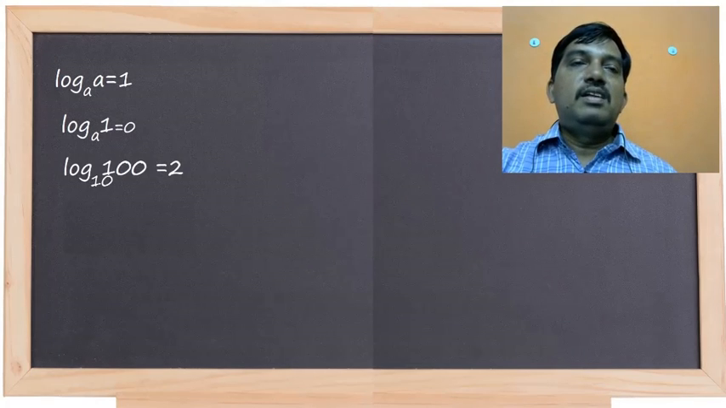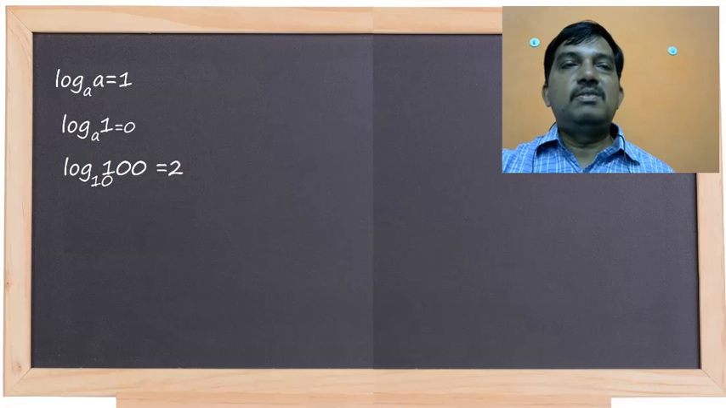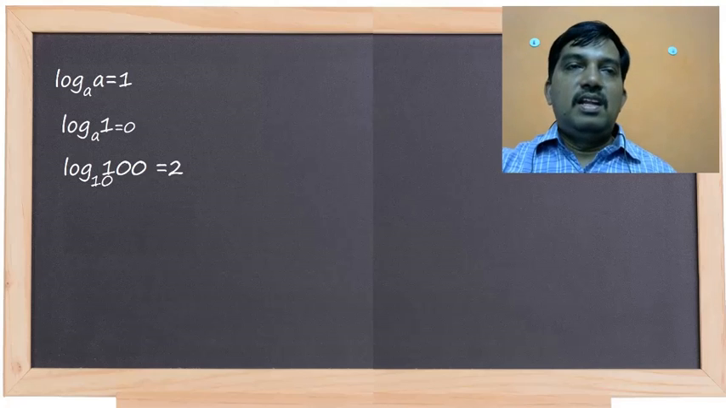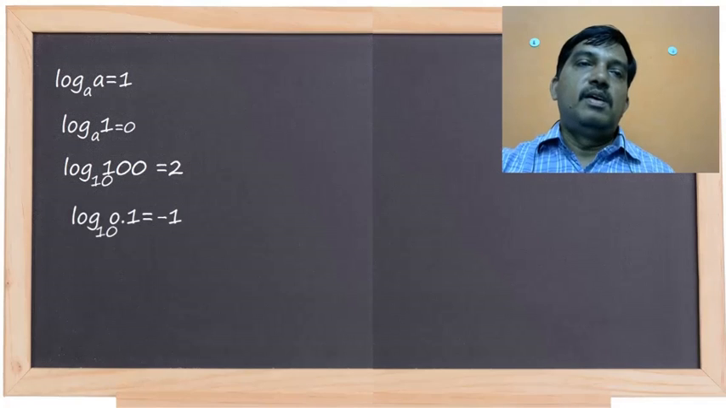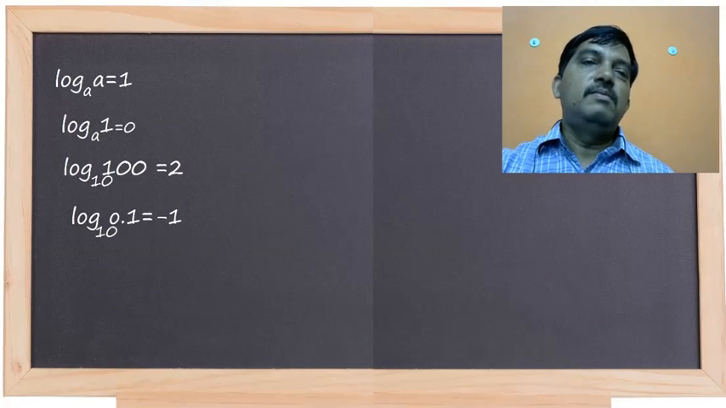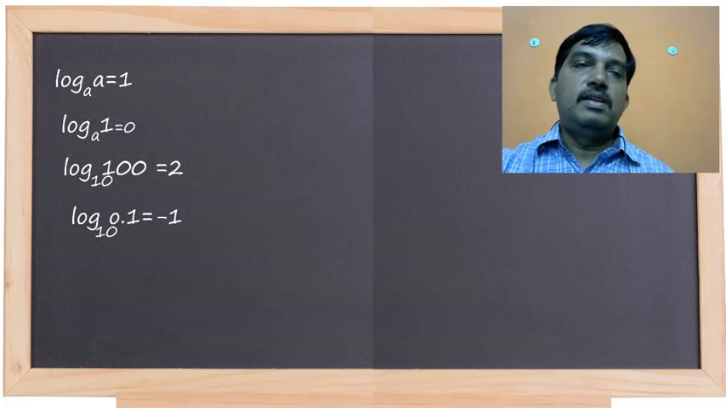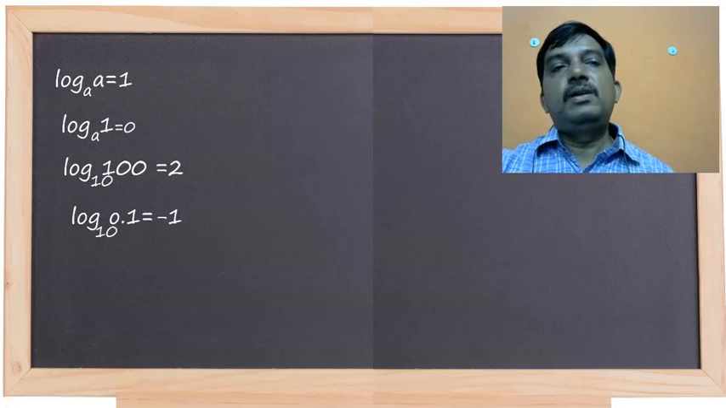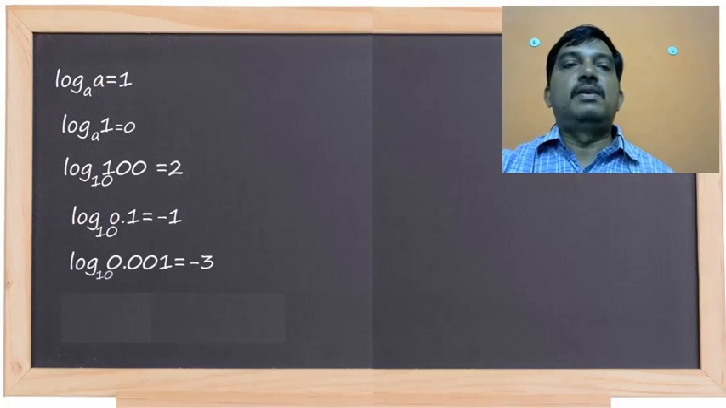Logarithm of 100 to the base 10 is equal to 2, because 10 squared is equal to 100. Logarithm of 0.1 to the base 10: 0.1 means 1 by 10, and 1 by 10 means 10 power minus 1. Therefore, logarithm of 0.1 to the base 10 is equal to minus 1.